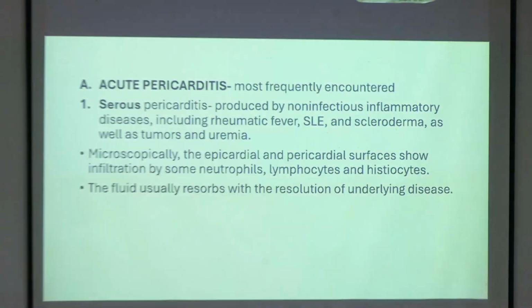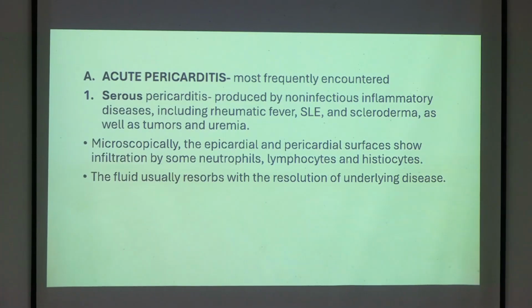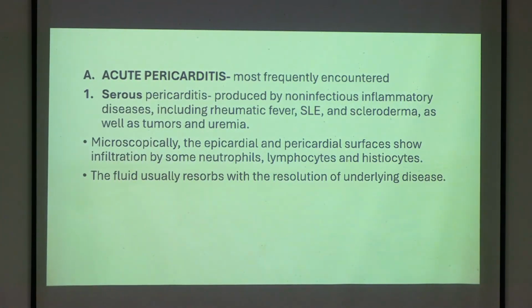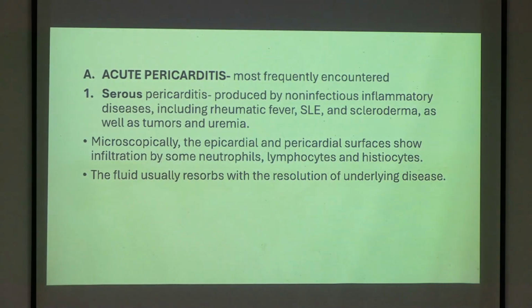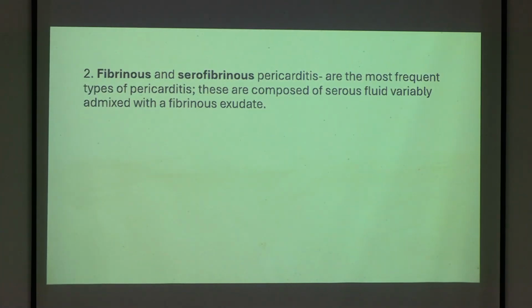Microscopically, what do you see? The epicardial and pericardial surfaces show infiltration by some neutrophils and lymphocytes. As there is inflammation, there will be inflammatory cells. The fluid usually resolves with the resolution of the underlying disease. So this serous type is not a problem, okay? Next one is fibrinous or serofibrinous.